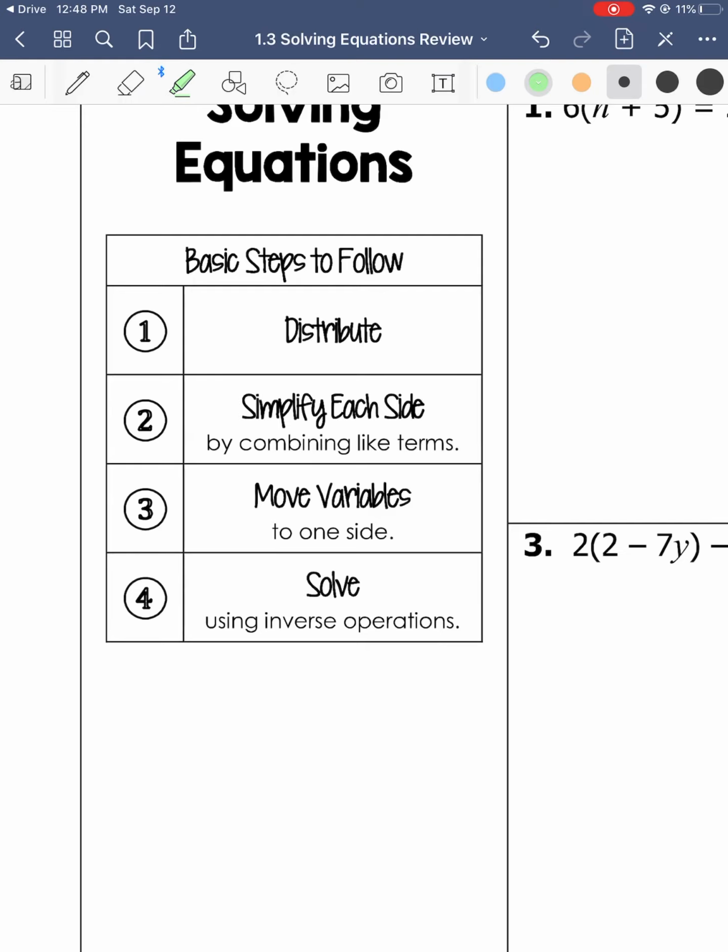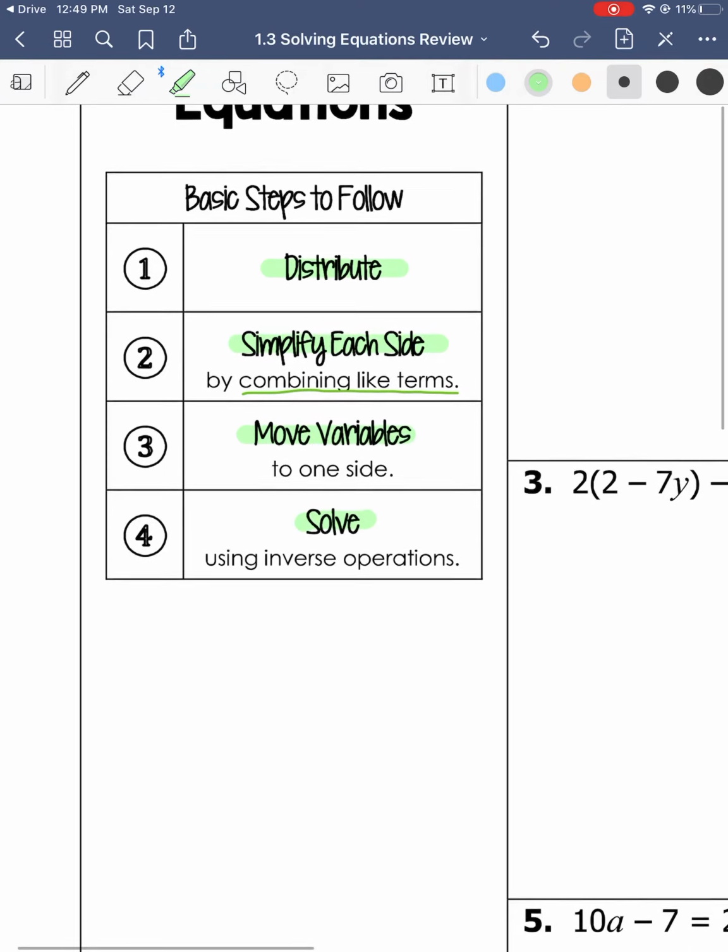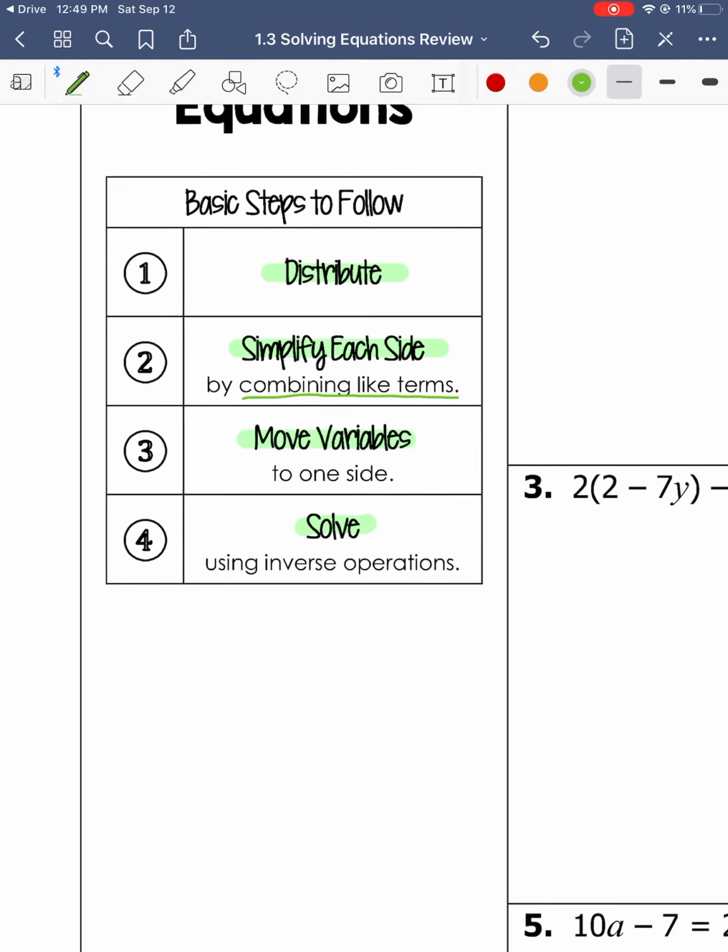start. First, you're going to distribute anything that needs to be multiplied, if that's the case. If that's not the case, then we'll go to simplify each side, and you're going to do this by combining like terms. So you're going to combine the variables together and the constants together. Then you want to move the variables to just one side, and then you're going to solve by using inverse operations. So here, this is where we want to isolate the variable.